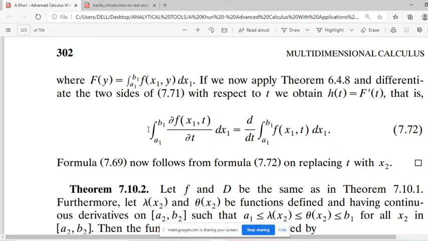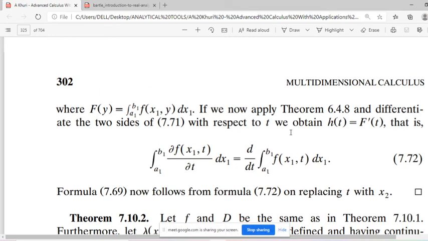The integral term is the capital F of t, as we can see from here. Instead of h of t we used this one, and instead of F dash of t we used d by dt of capital F of t. So we have obtained the result. What is that? The integral of the derivative equals the derivative of the integral. So that is the result of this theorem.